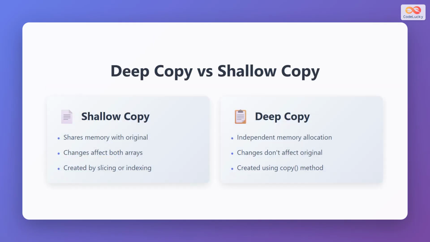Let's compare shallow copies and deep copies side by side. A shallow copy, also called a view, shares memory with the original array. Any changes you make to the view will affect the original array, and vice versa. Shallow copies are typically created through slicing or indexing operations. On the other hand, a deep copy has its own independent memory allocation. Changes to the deep copy don't affect the original array at all. Deep copies are created using the copy method. Understanding this distinction is essential for avoiding unexpected bugs in your code.